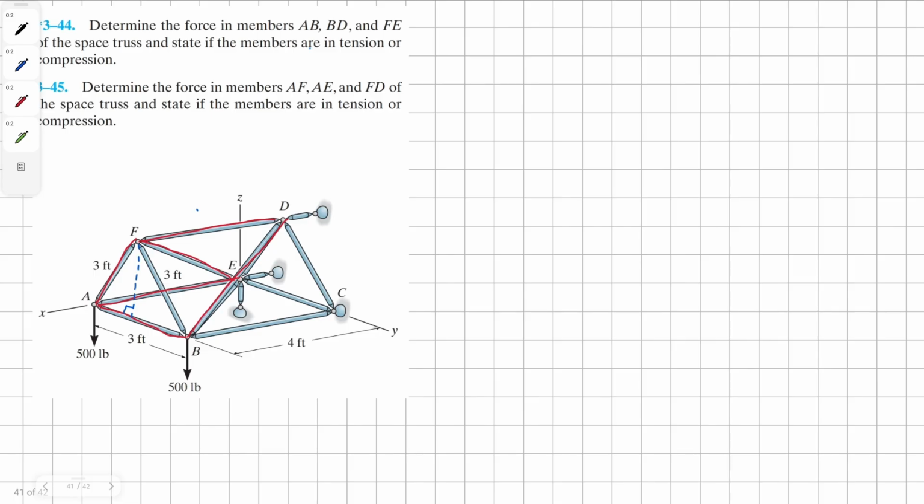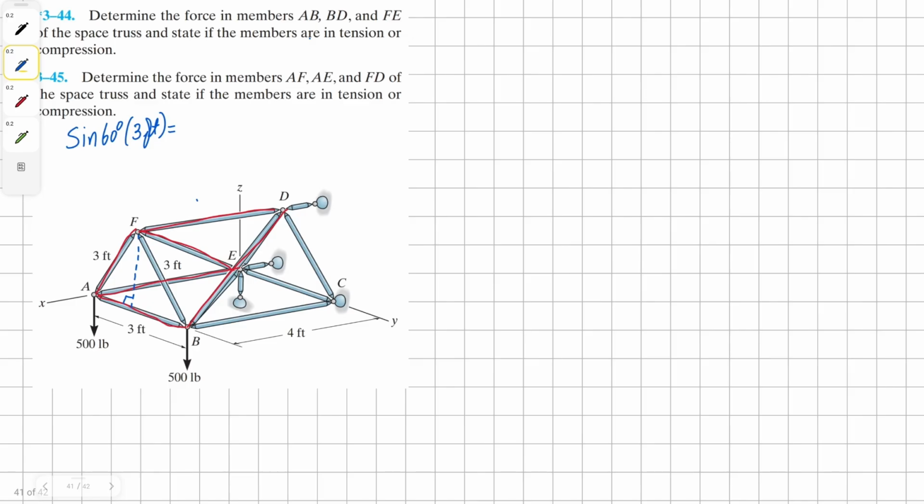And I've already highlighted the required members in red. And I've also drawn the height of joint F, which we can find using sine 60 times 3 feet. We know the angle is 60 because it's an equilateral triangle. And our solution is 3 root 3 divided by 2, which equals 2.598.